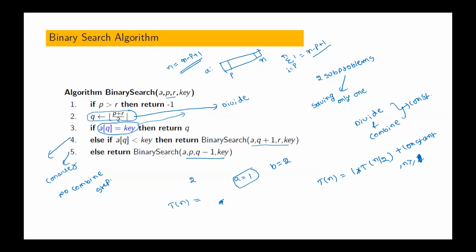This is general divide and conquer. Anyhow, we know the solution to this, the order of growth. It is the same as theta of log n. This we have already done.